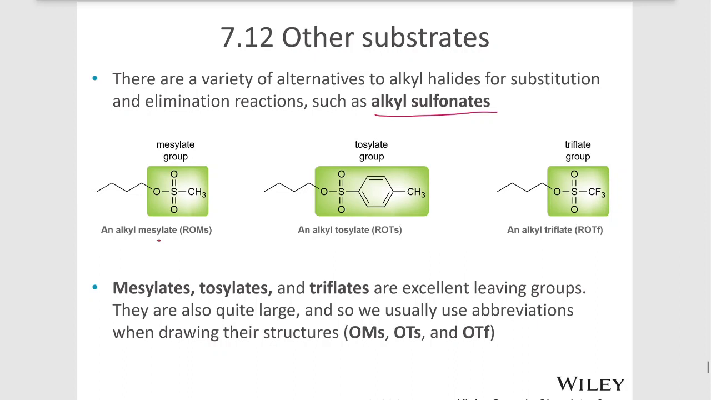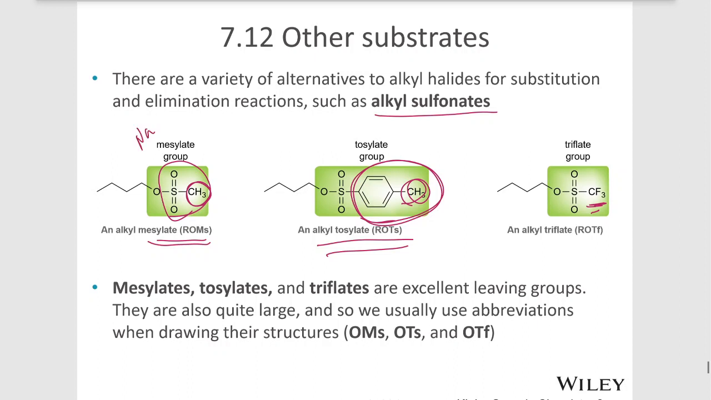Alkyl sulfonates make really good leaving groups because they are resonance stabilized. This is called a mesylate here. We have a mesylate group because it's the sulfur with the sulfonate group with the methyl here. And here we have a tosylate group, where we have this sulfonate group with this benzene ring with a methyl in the para position. And next we have the triflate group, which is the sulfonate group with the carbon trifluoride here. So mesylates, tosylates, and triflates make really good leaving groups for SN2 reactions.